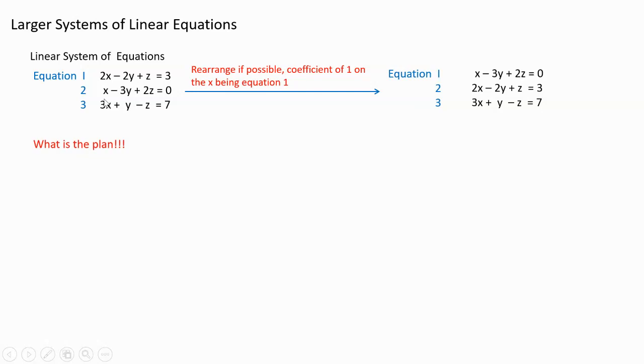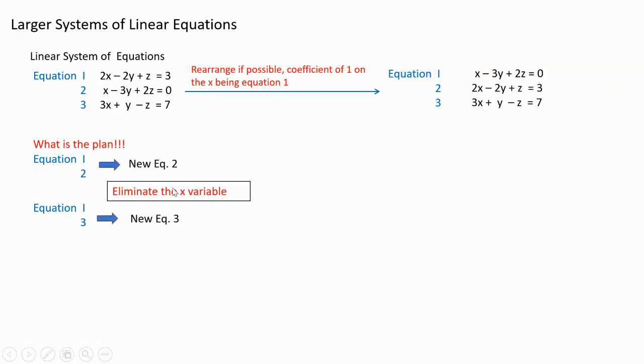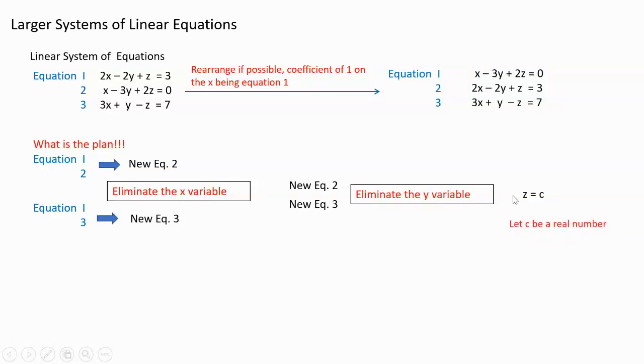Now, there's got to be some kind of plan. Like I told my students in class this week, the plan is I'm going to take equations 1 and 2, and equations 1 and 3, and eliminate the x's. After I do that, I'm going to get a new equation 2 and a new equation 3. Then with the new equations 2 and 3, I'm going to eliminate the y's. Then I'll be left with something like z equals c, where c is a real number, which means z will equal a number.